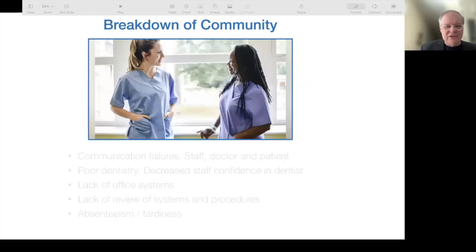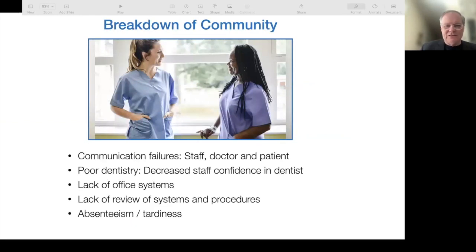Breakdown of community, another huge one. You'll start seeing people come in late. It's usually associated with, well, no one knows what's going on in the office. No one knows what he wants. I mean, if he'd just tell us, or if she'd tell us what she wants, then we could do it. Well, what do you do? Well, I do it different. Nobody really knows. And you get that no appreciation.